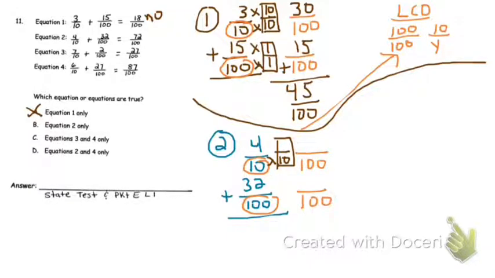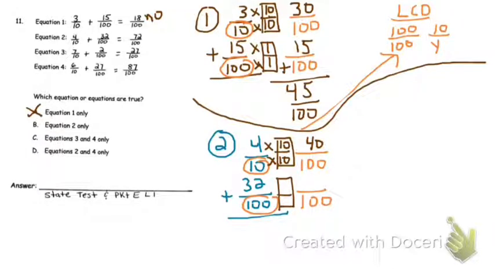Whatever I do on the bottom of the window box, I must do on the top of the window box. So I'll say times 10. And now I'll solve: 4 times 10 equals 40. Okay, let's move down to the fraction on the bottom, put my window box.